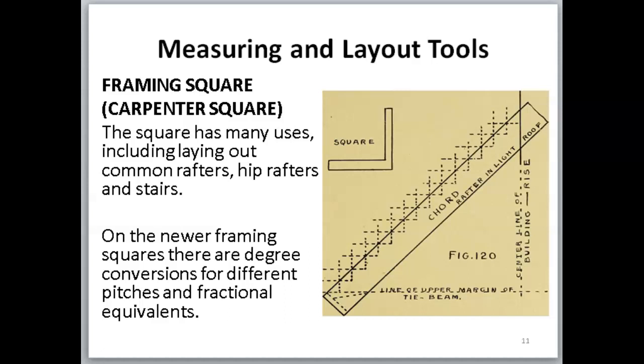Now, in terms of use, the square has many uses, including laying out common rafters, laying out hip rafters, and laying out staircases. On the newer framing squares, or what are known as carpenter squares, there are degree conversions for different pitches and fractional equivalents. So it's really a versatile tool to have in the workshop because it has multiple uses.